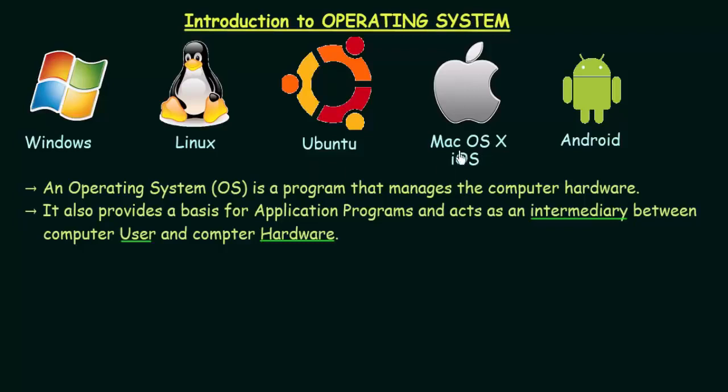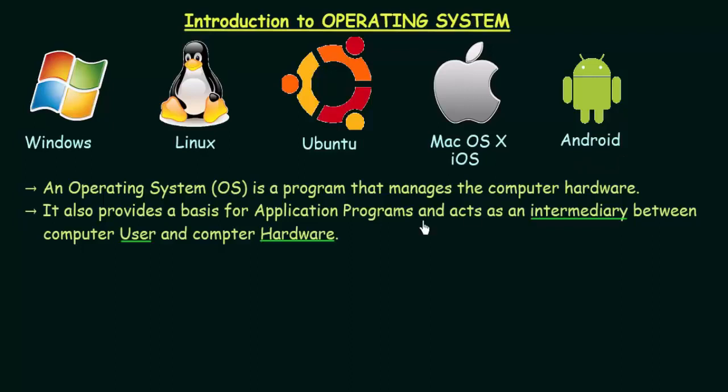And then we have the Mac OS, which is the operating system from Apple. So in their laptops or in their MacBooks, they use the Mac OS X. And then in the iPhones we find iOS operating systems. And then we have the very famous Android, which you must be having in your phones. So Android is one of the famous operating systems that is used for your mobile devices.